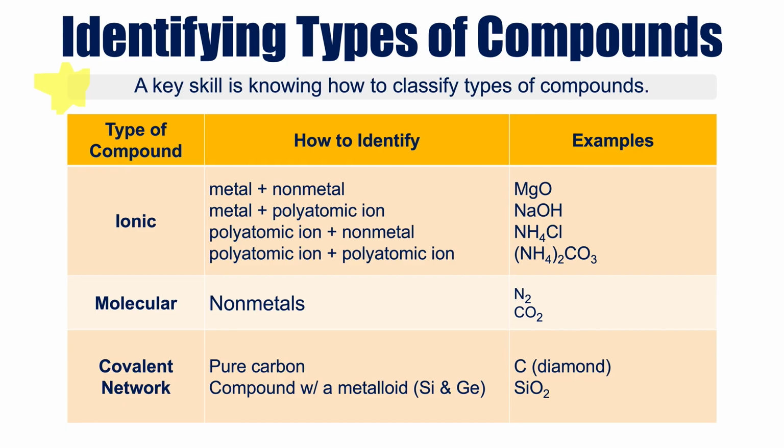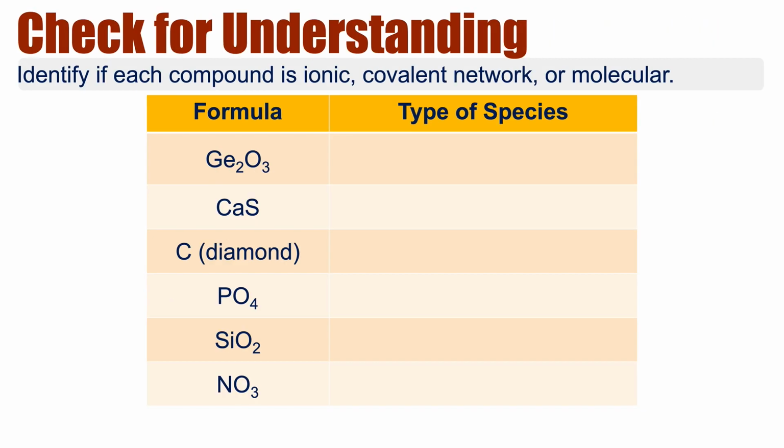The other thing you can look for to identify something as a covalent network compound is if the compound has a metalloid in it. Silicon and germanium are both metalloids. If a compound has a metalloid in it, you can classify it as a covalent network compound as well. So what I want you to do is go through and look at these formulas and identify the type of species. Is it an ionic compound, covalent network, or molecular?